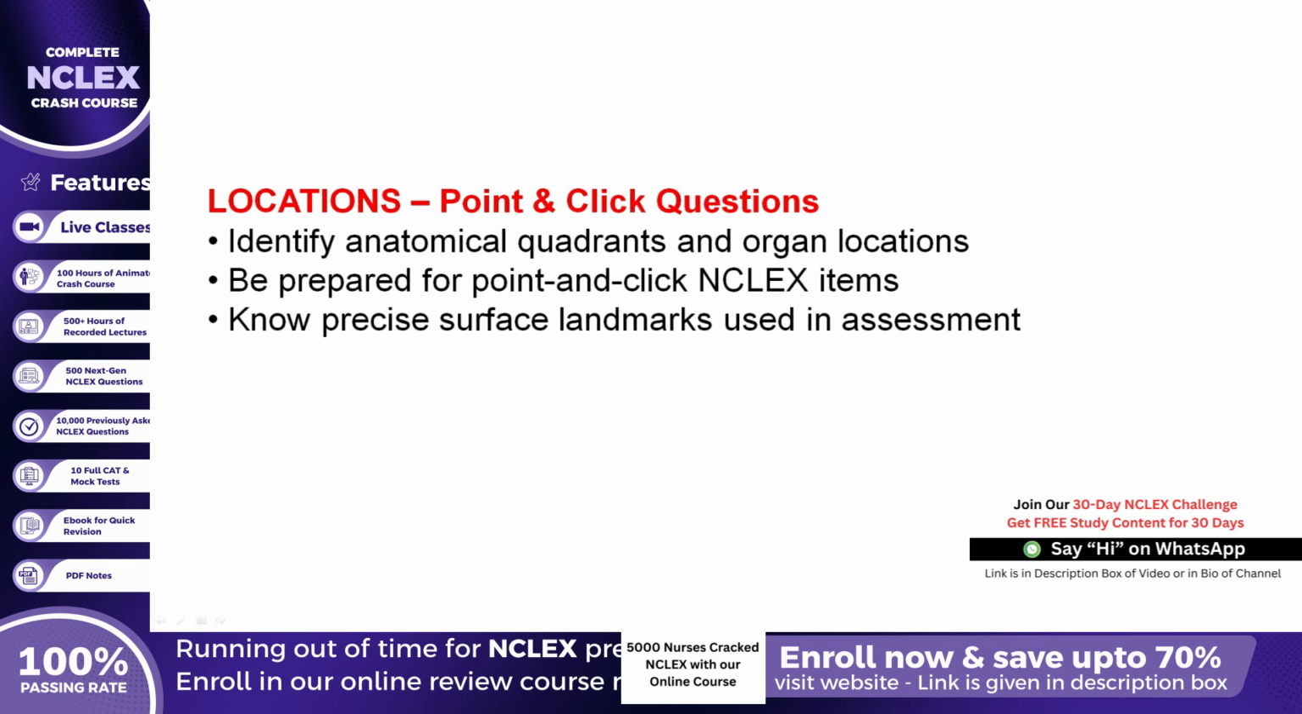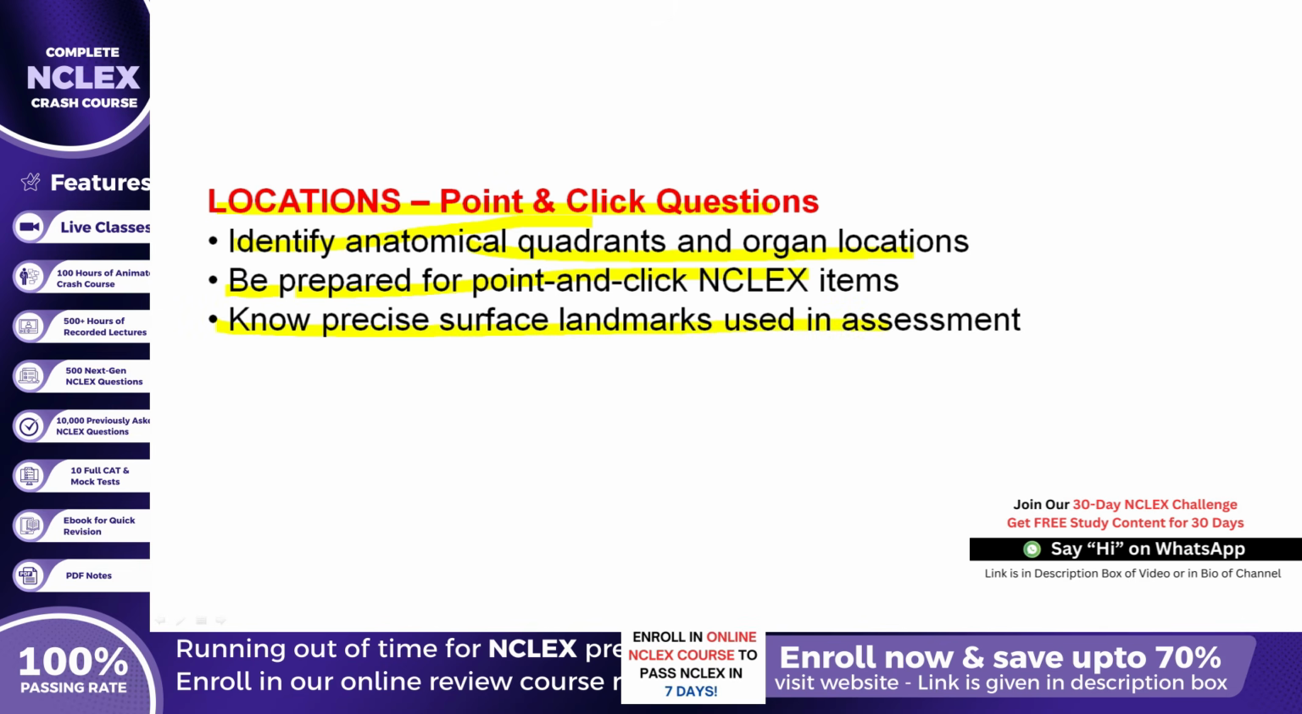As we begin exploring point-and-click questions, it is important to remember that you must be able to identify anatomical quadrants and organ locations. This is essential because NCLEX increasingly includes point-and-click items. And to handle these confidently, you need to know the precise surface landmarks used in assessment. Now moving into abdomen quadrants, you may encounter questions that require identifying which quadrant an organ lies in. And this means you must ensure accurate quadrant recognition for proper assessment and pathology.